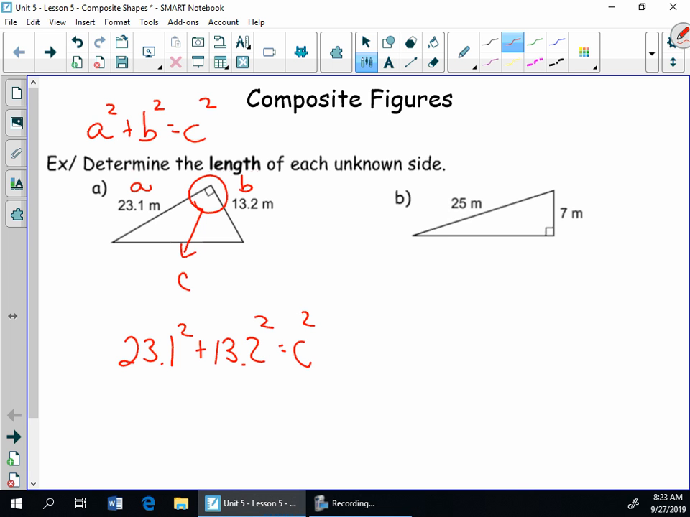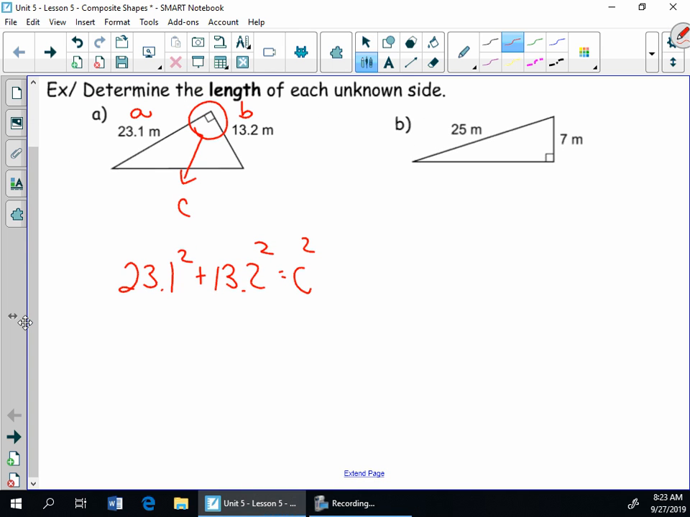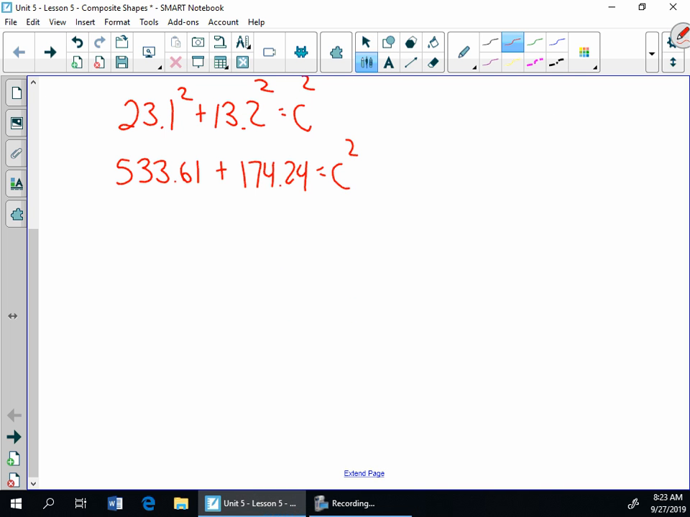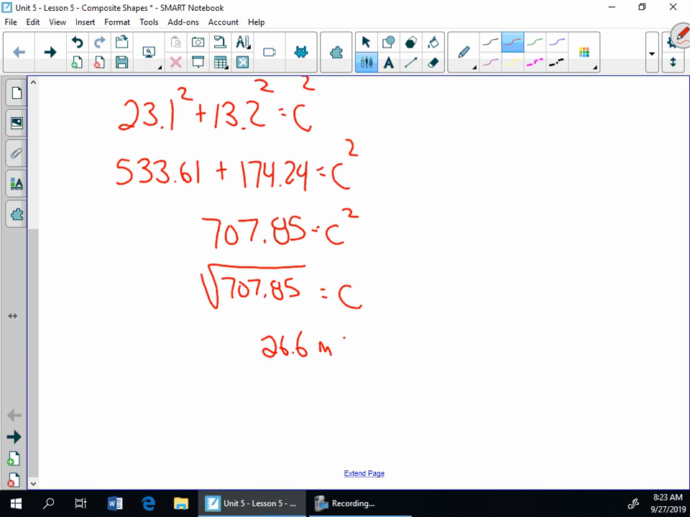And we get out our calculators. Let's do our exponents first, BEDMAS rules. 533.61 plus 174.24 equals C squared. Add them together, all these decimals here, we get 707.85 for C squared. We don't want C squared, we want C. So we're going to have to square root. And if we typed in our calculator, I got 26.6 meters for C.